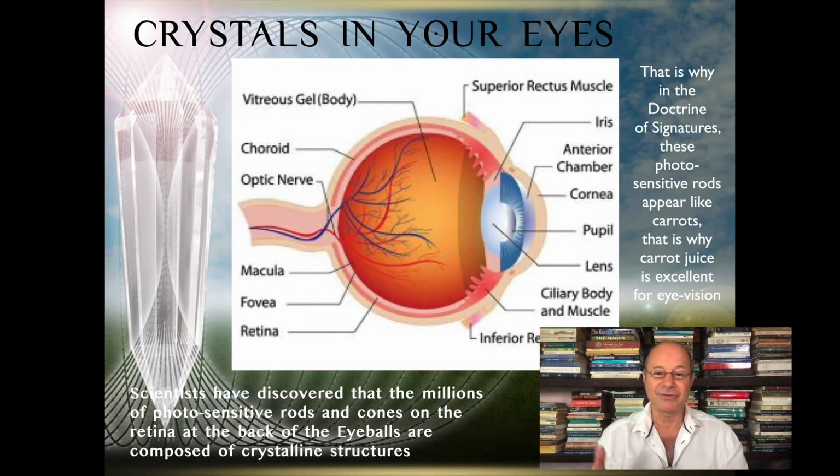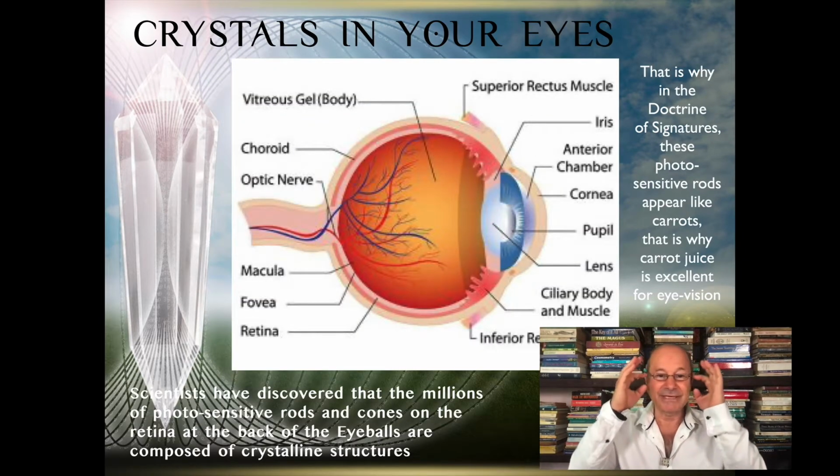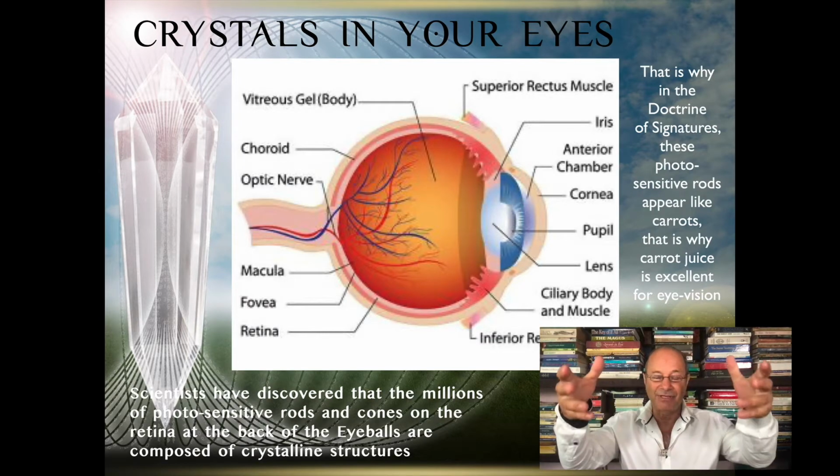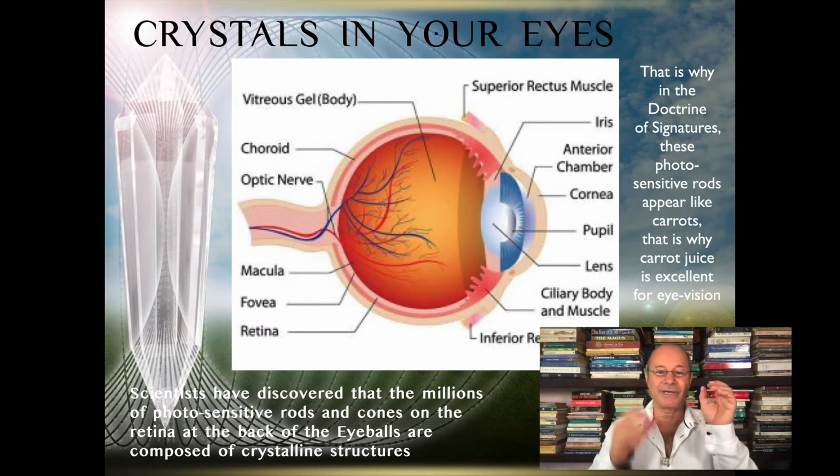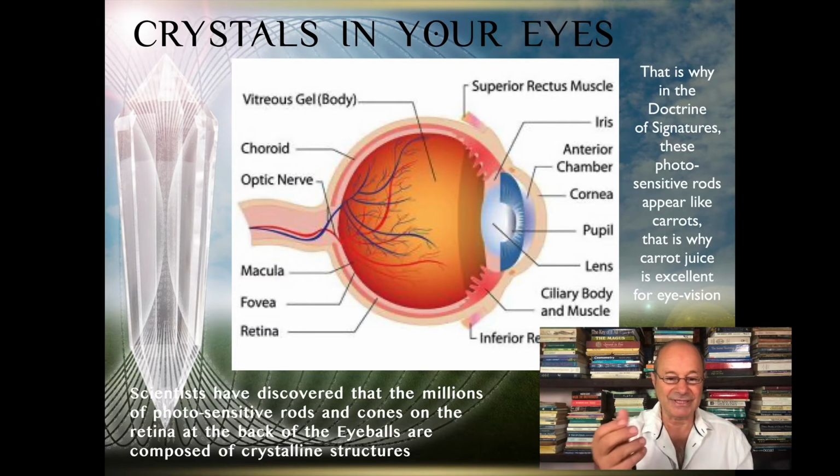We also have crystals in our eyes. At the back of our retina, we all know that the images that we see are inverted and we see things on the retina, but that's all based on carrot-shaped particles called the rods and the cones. They're actually photosensitive rods, and they are composed of crystalline structures.